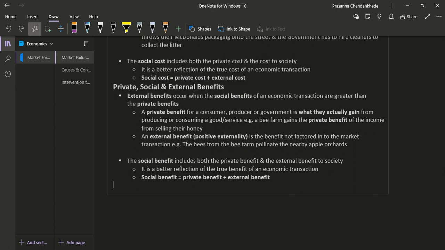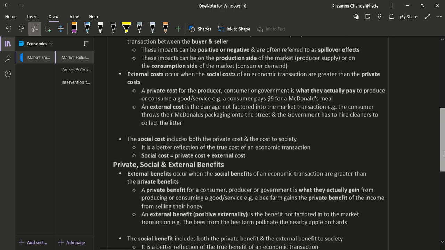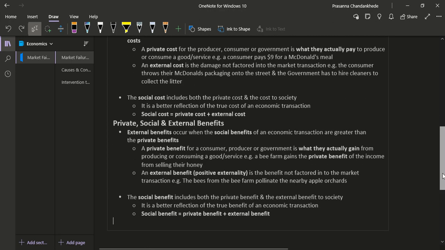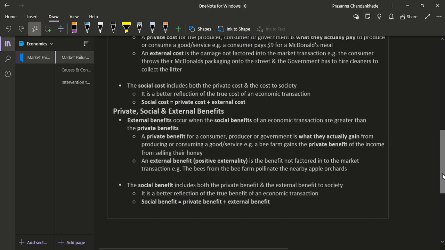Private, social, and external benefits. So what we looked over here were costs. Now we'll look at benefits. External benefits occur when the social benefits of an economic transaction are greater than the private benefits. A private benefit for a consumer, government, or producer is what they actually gain from producing or consuming a service or good. Example, a bee farm gains the private benefit of the income from selling their honey.